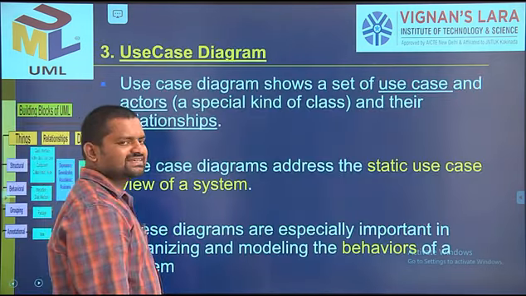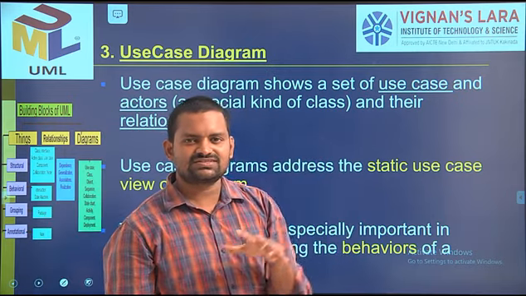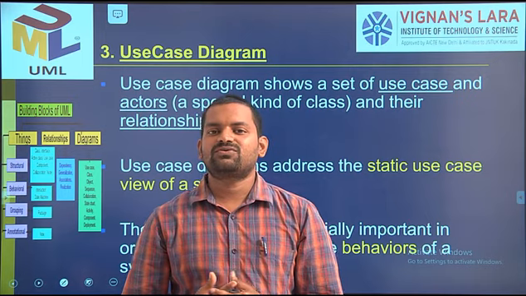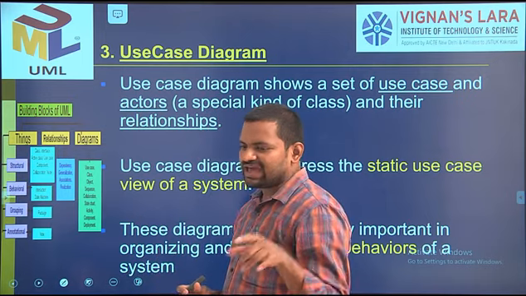The third one is the use case diagram. A use case diagram shows a set of use cases. What is a use case? A use case is nothing but a realization of collaborations. In the real world, we have to see a different kind of vocabulary. With that vocabulary, we have to divide it into collaborations.